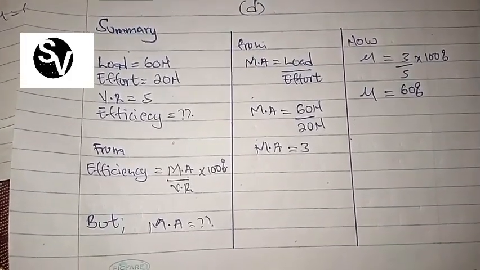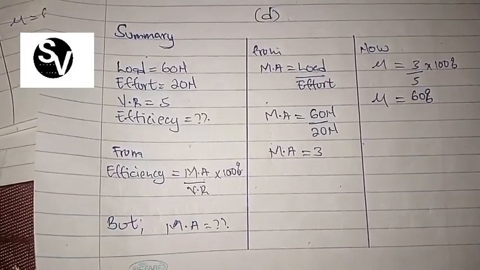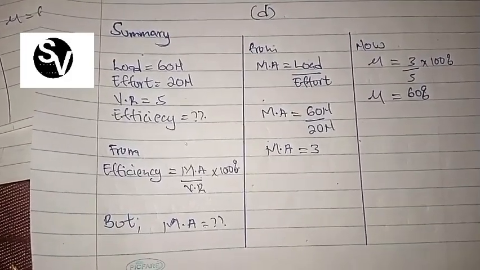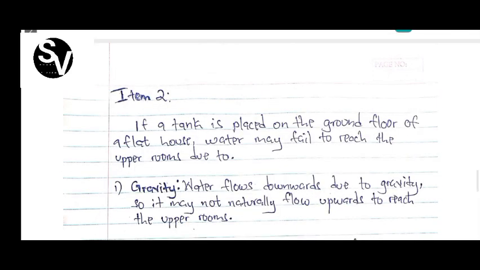That is the solution. So everyone should look at the solution, read through and understand. Remember, energy losses are due to friction. We wanted to reduce energy losses, and in order to reduce friction, we need to lubricate the machine. That is item 2 of your paper.